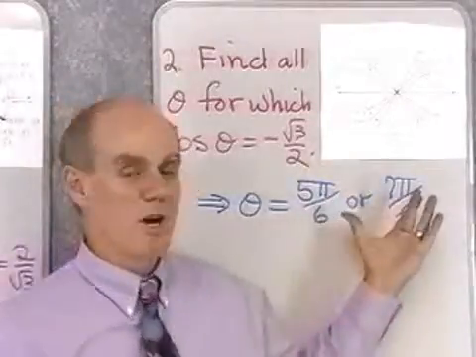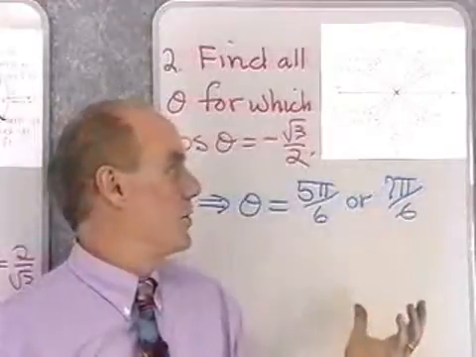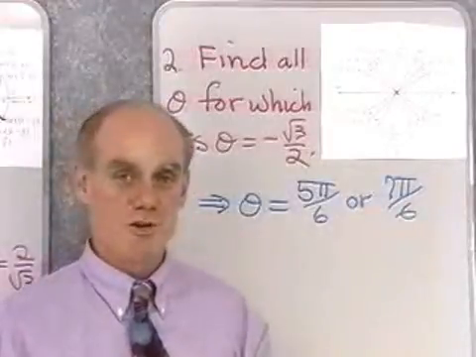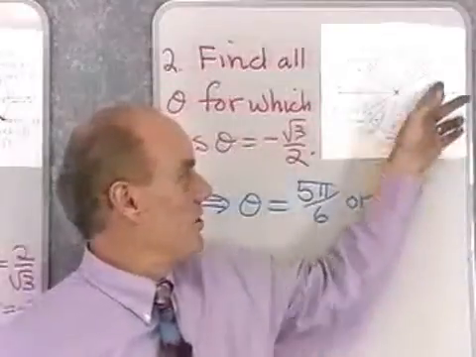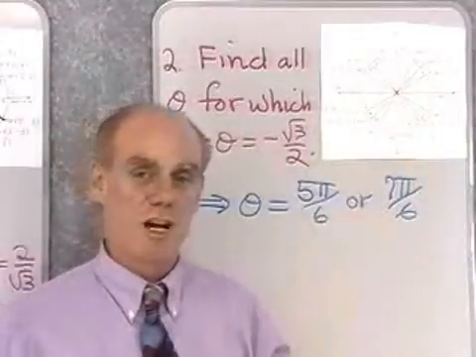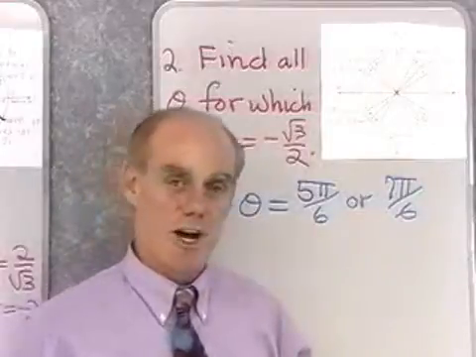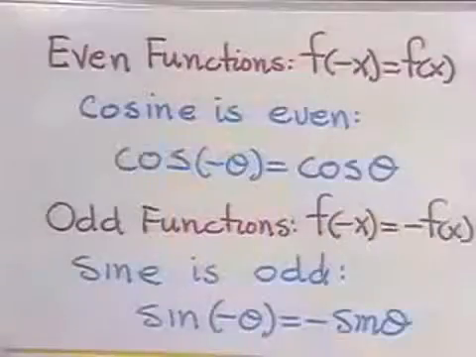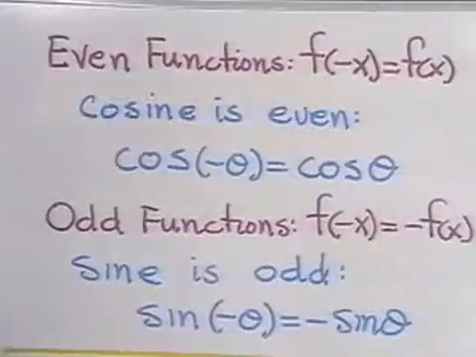So a lot of these problems are just to get you familiar with using the unit circle to find cosine and sine of some of these special angles that are written in either degrees or radians. The next thing I want to do is talk about sine and cosine as being even and odd functions. Let's look at the next problem. But first, let's define what an even function is and an odd function.